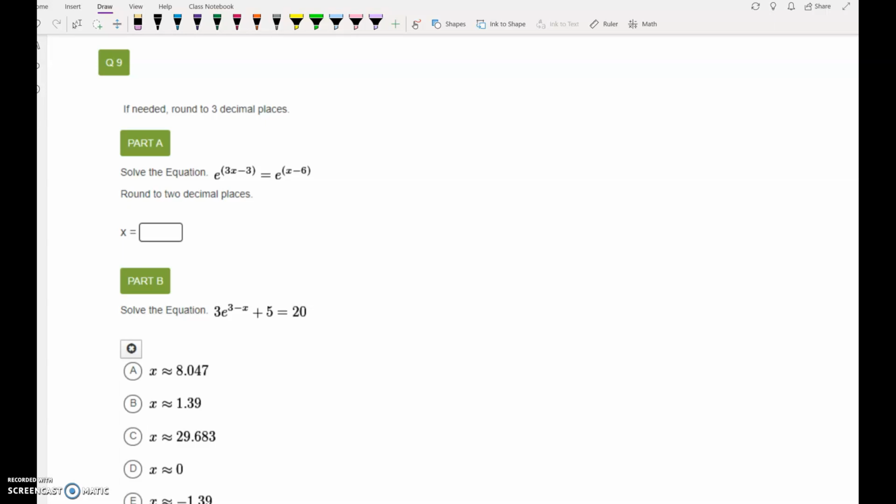This video is going to go over number 9 and number 10. These are the solving exponential equations and solving logarithmic equations. First thing I want you to note is that it says, if needed, round to 3 decimal places.